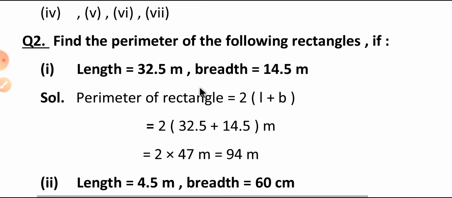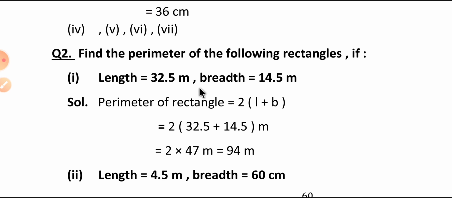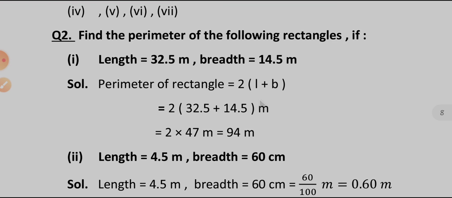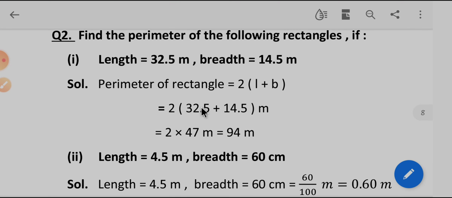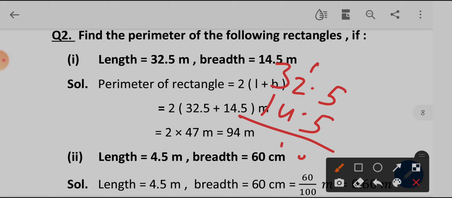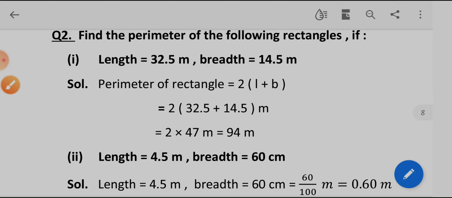Then see, find the perimeter of the following rectangle, where length and breadth are given. Perimeter means the length of all sides, and what we have seen, the perimeter of rectangle formula is 2 multiply L plus B. So 2 multiply, length is 32.5 and breadth is 14.5. First of all you have to add this, 32.5 and 14.5, means it will be 47.0, or we can write it as 47.